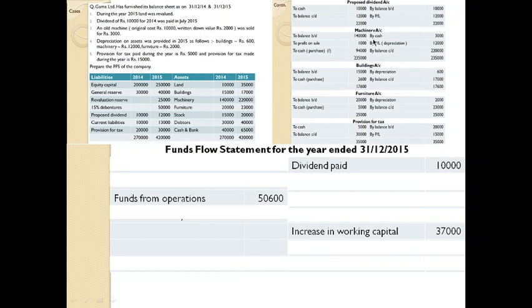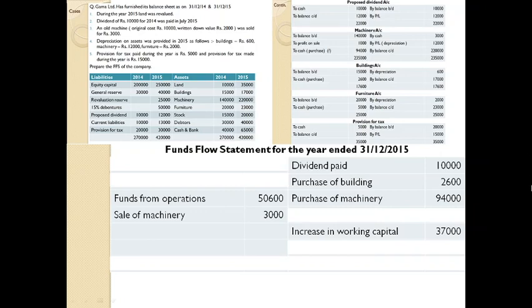Next one, machinery. You can see that there is one sale as well as purchase. And we know what is the meaning of sale and purchase. One is source and another is application. So first one, purchase of machinery 94,000, since it is a purchase, application of fund. And there was a sale of rupees 3,000, so it is shown in the sources side. So machinery account is over. Next one, buildings account, you can see that there is only one cash item, that is in the debit side. It means purchase, so it's an application, purchase of building 2,600. Next one, furniture account, again you can see there is a cash in the debit side 5,000, so again it is a purchase of an asset, so it is 5,000 shown in the application side.